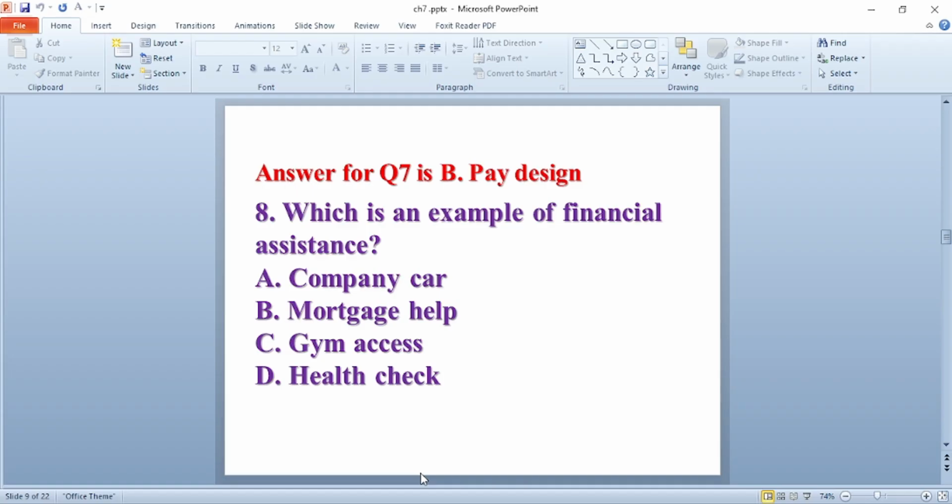Question number 8. Which is an example of financial assistance? A. Company car. B. Mortgage help. C. Gym access. D. Health check. The answer for this question is B. Mortgage help.